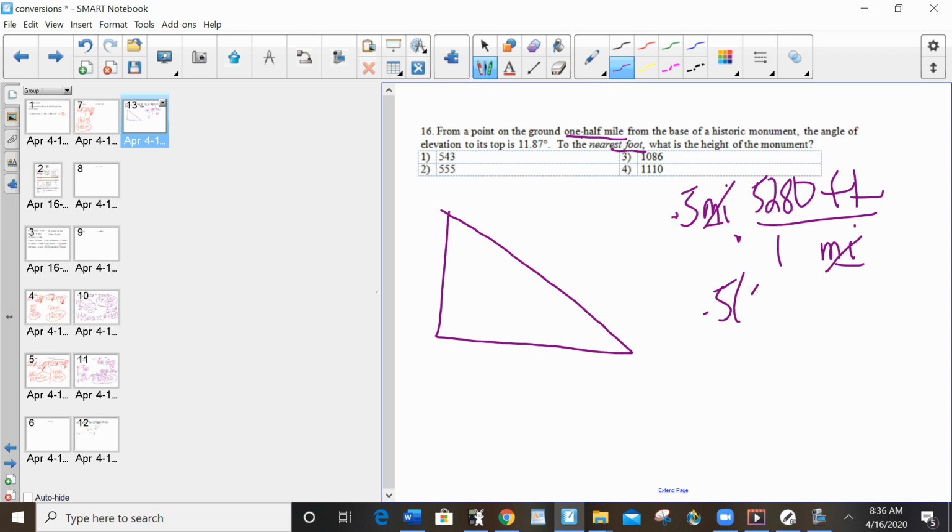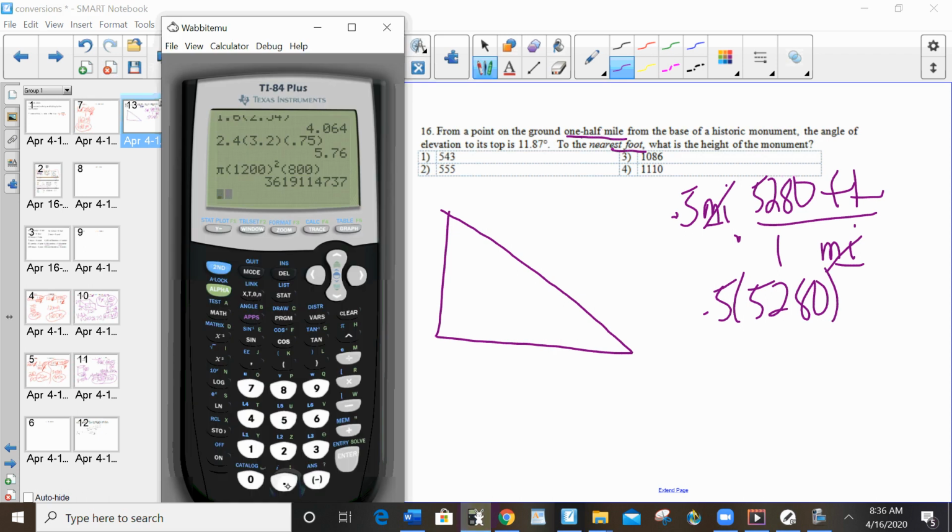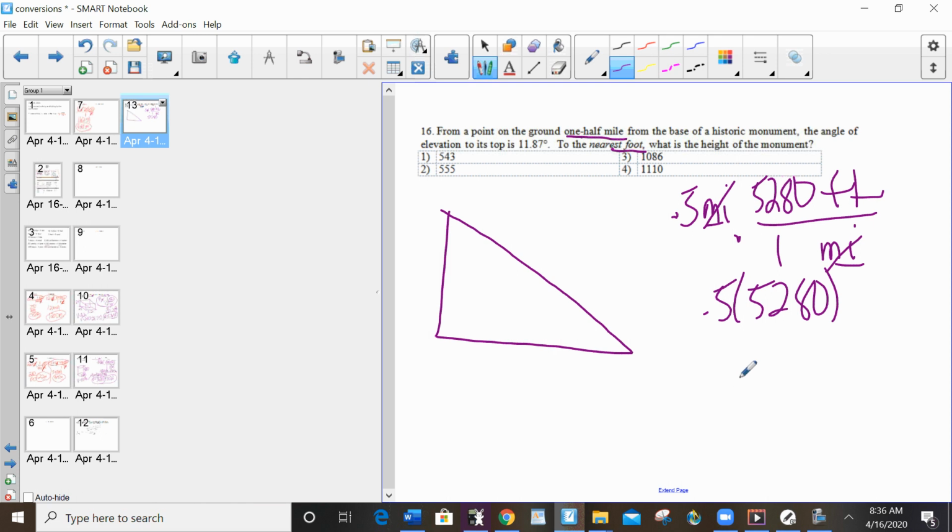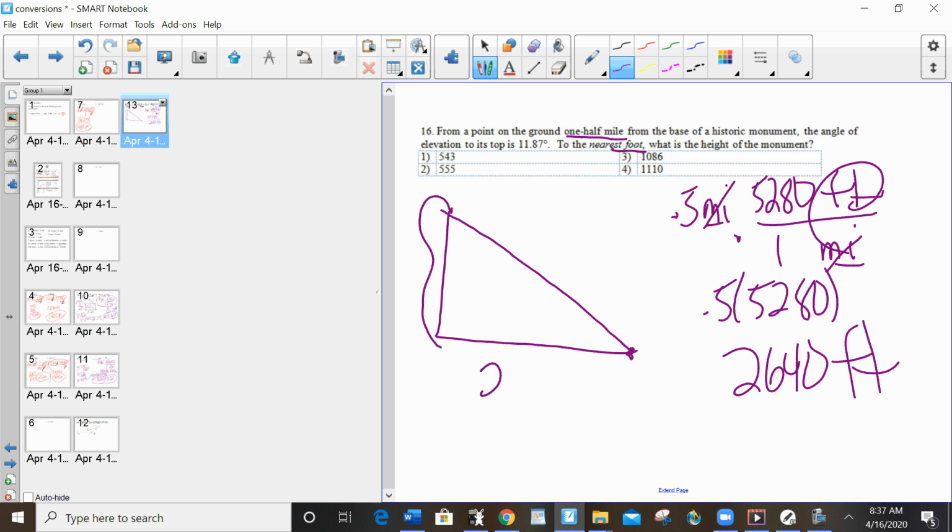Everything's on top. So I'm multiplying 0.5 times 5,280. It is 2,640 feet. So the point on the ground, here's my little monument, is 2,640 feet from the base of the monument. The angle of elevation is 11.87. It's asking for the height of the monument. Hopefully you remember what to do from here.